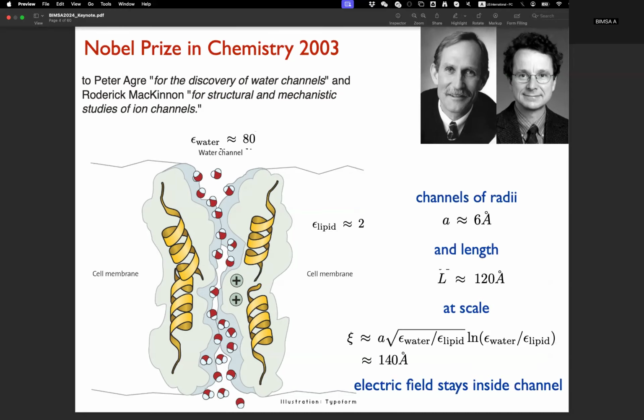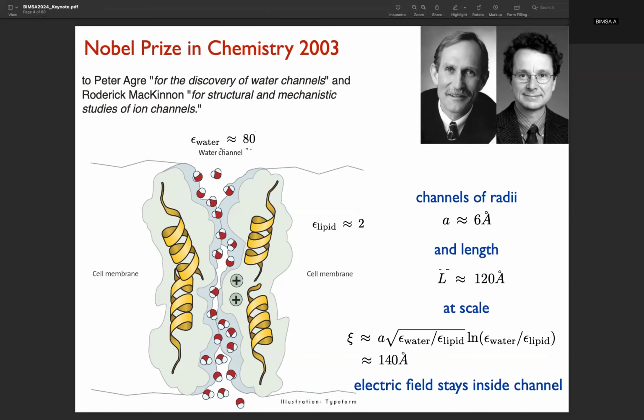And the physics of it is the following. Water famously has a high dielectric constant, about 80, as compared to the fatty acid, the lipid, which is the cellular membrane. If you have an electric charge, so assume these are ions charged either positively or negatively, then the electric field will spread out symmetrically, but because there's a big difference between those epsilons, most of it will stay inside the channel. The way boundary conditions of Maxwell equations work essentially prevents the electric field from escaping the channel.